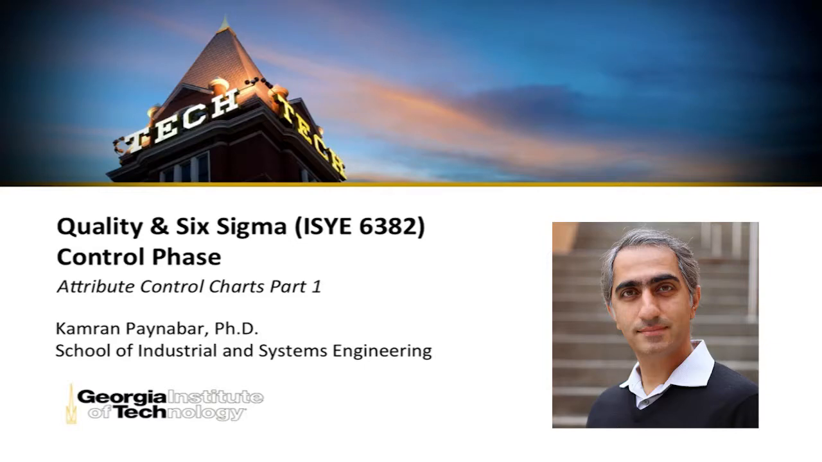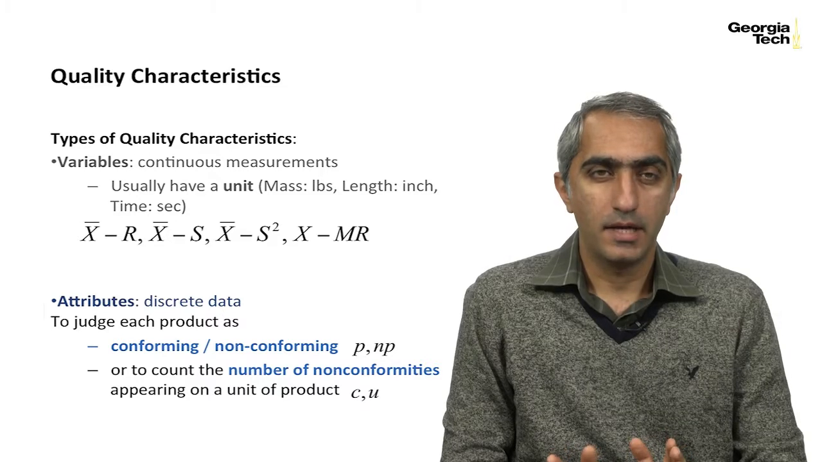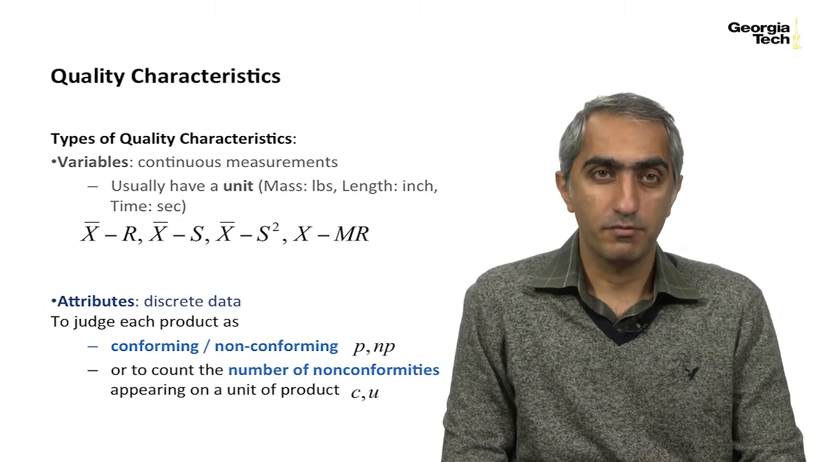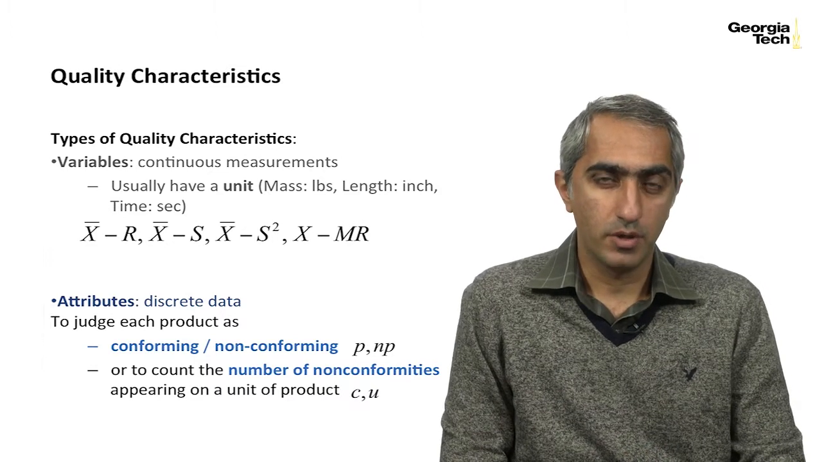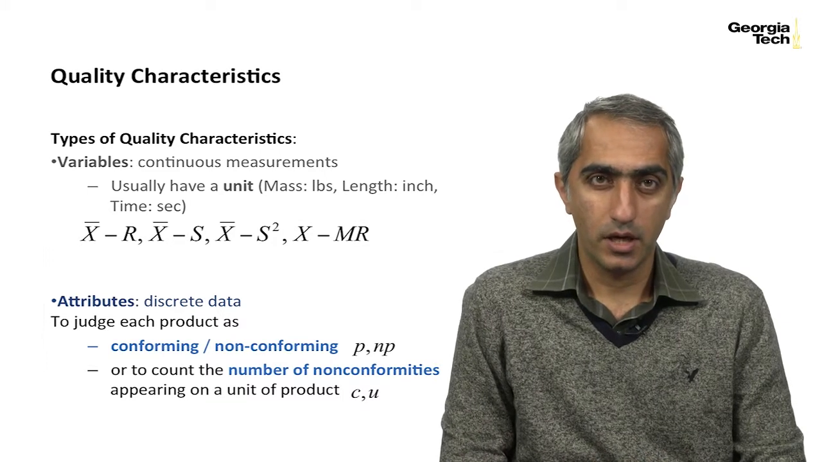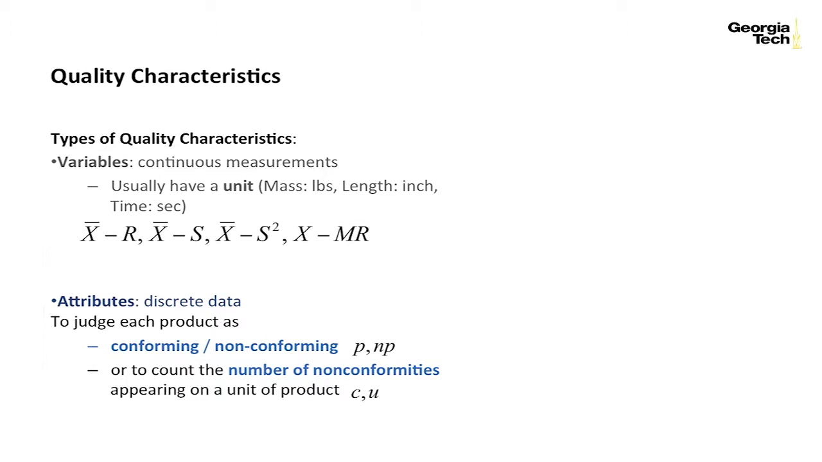So today we will talk about attribute control charts. If you remember, attribute control charts means that the output data or the output of measurement is represented by discrete data. So basically it's either conforming, non-conforming, good or bad part, okay or not okay, or it counts the number of non-conformities. For binary data, which is conforming, non-conforming, we use two control charts, P and NP. And for counting the number of non-conformities, we use C and U control chart.